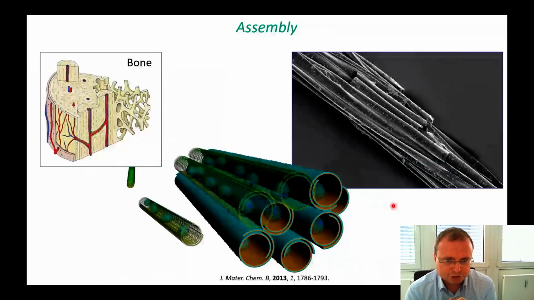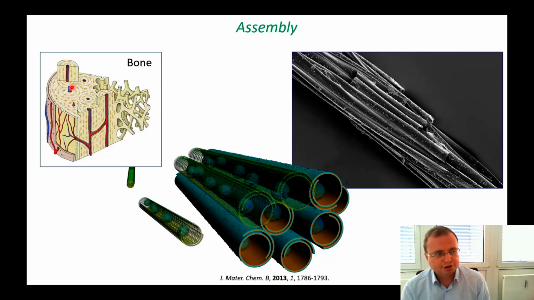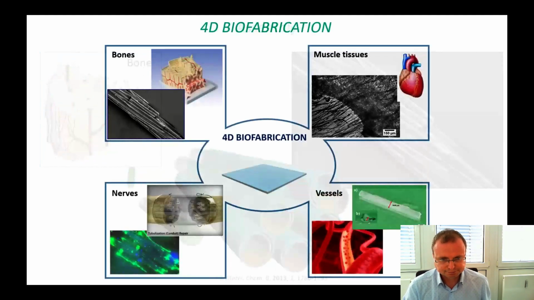Another possible application of the 4D biofabrication approach consists in the assembling of multiple tubes, which can be either filled with cells or can be without cells. Such a structure, as illustrated here, mimics the structure of a cortical bone, which is also formed by assembled tubular structures. So potentially, one can use the 4D biofabrication approach for fabrication of cortical bone.